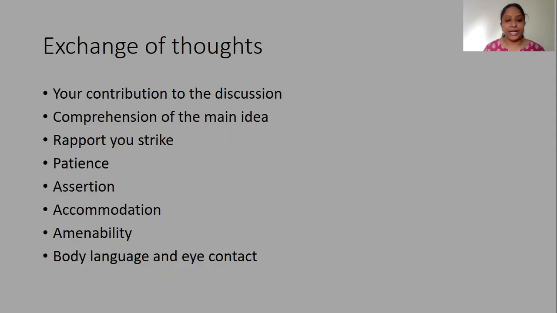And then body language and eye contact. When you exchange your thoughts, do you have the right body language and eye contact? Are you able to look at everyone in the group? And are you displaying a confident body language through your facial expressions and your movements of the hands, legs, etc.?